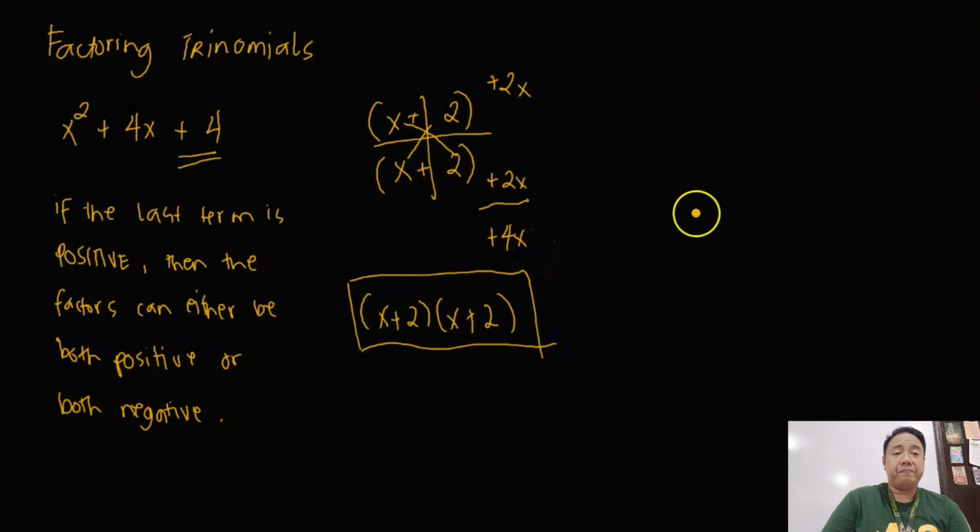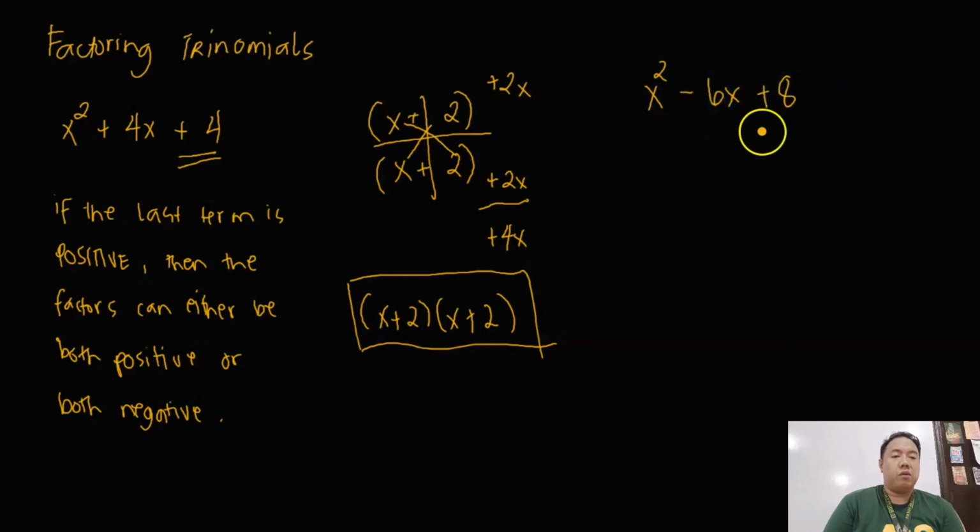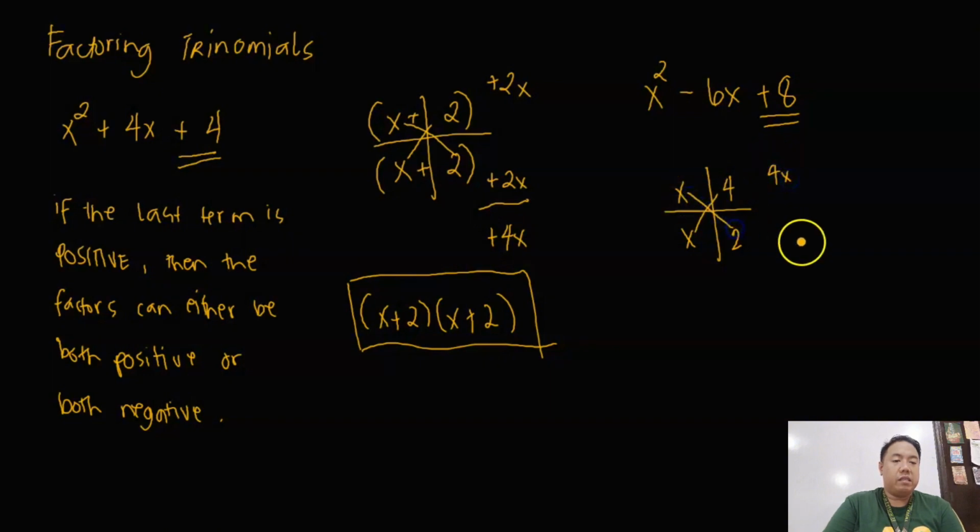Let's try another one. Let's say I have here x squared minus 6x plus 8. Still, positive pa rin po yung dulo natin. So, ang sagot lang natin will either be both positive or both negative. Let's look for the factors. That is x and x. How about the factors of 8? It can be 4 and 2. So, multiply. X times 4 is 4x. X times 2 is 2x.